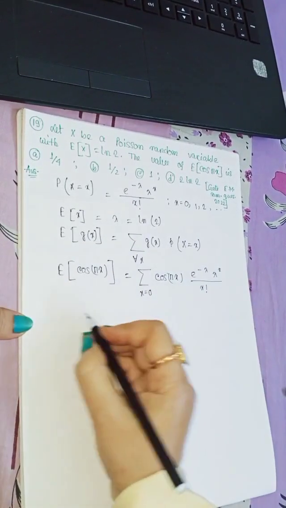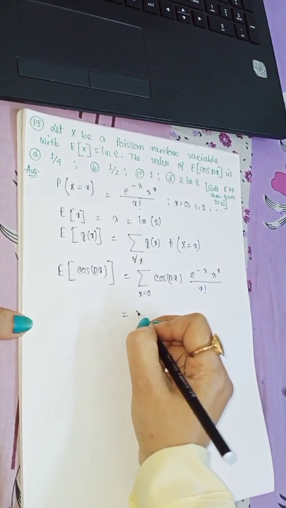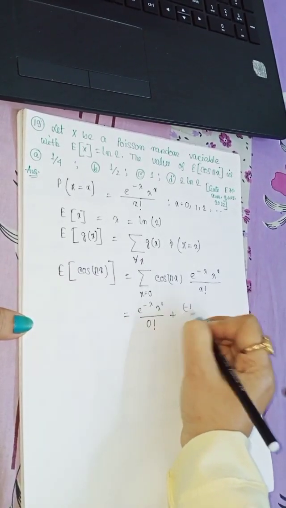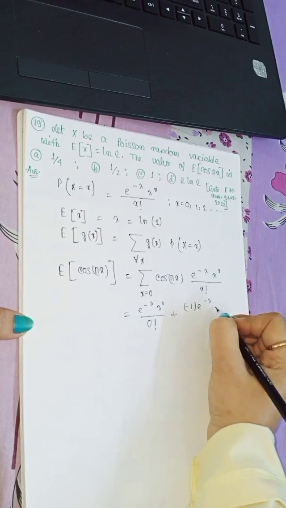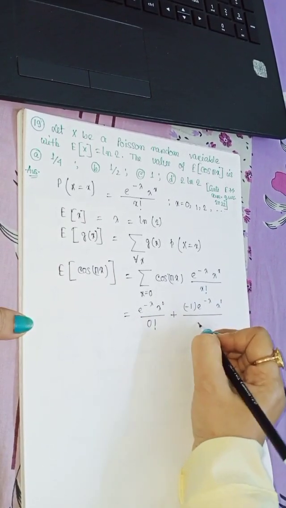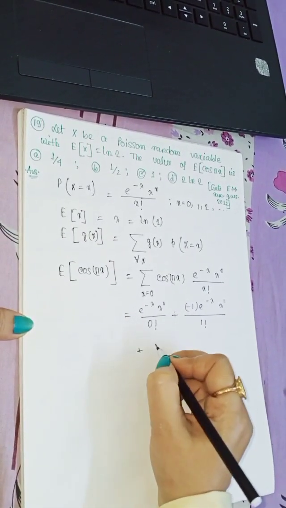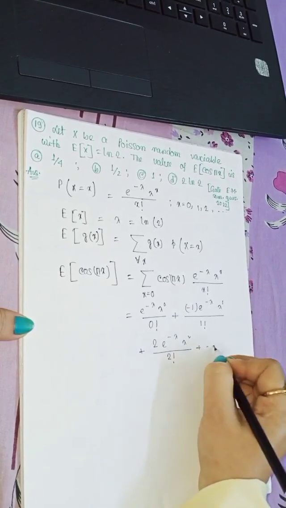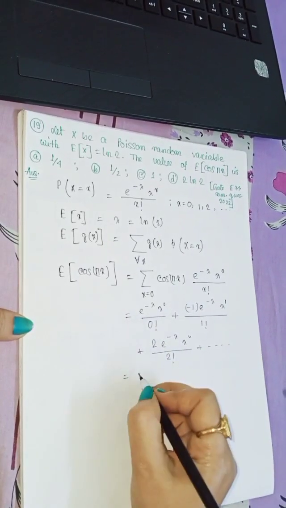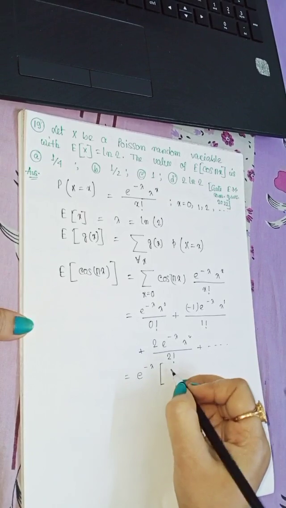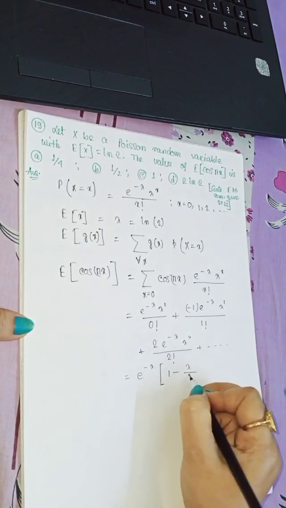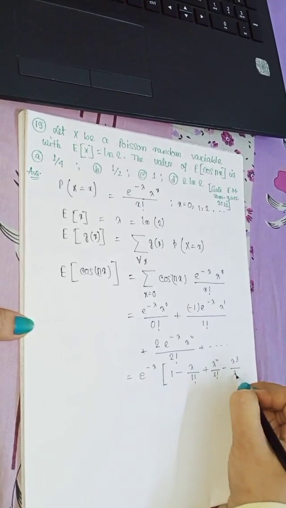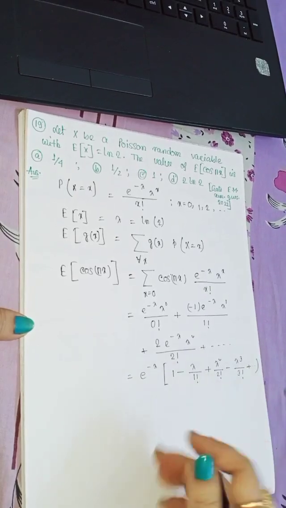Now putting the values, we get e to the power minus lambda times lambda to the power 0 over 0 factorial, plus minus 1 into e to the power minus lambda times lambda to the power 1 over 1 factorial, then plus e to the power minus lambda times lambda square over factorial 2, plus and so on. Now taking e to the power minus lambda common from all of this, we get 1 minus lambda over factorial 1 plus lambda square over factorial 2 minus lambda cube over factorial 3 plus and so on.